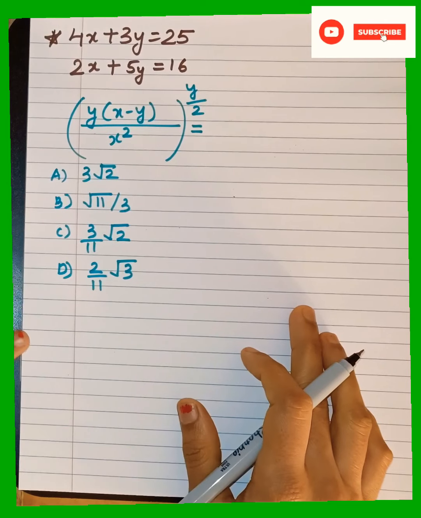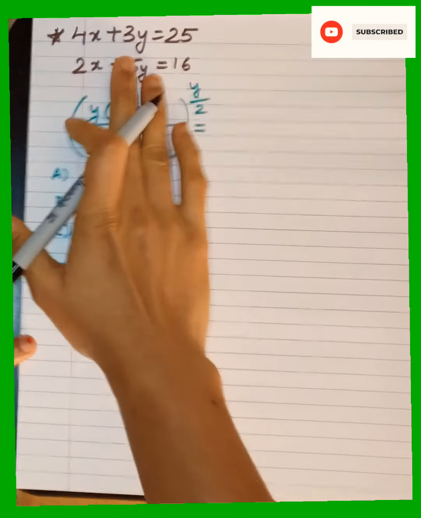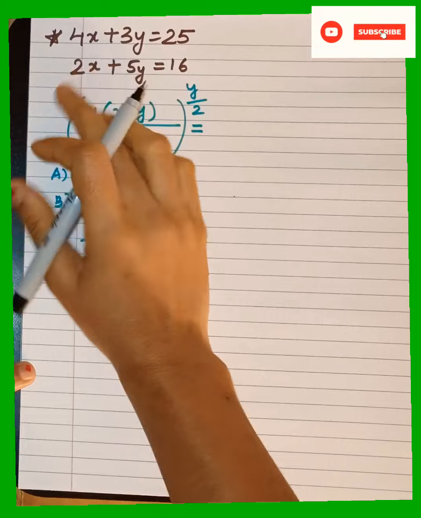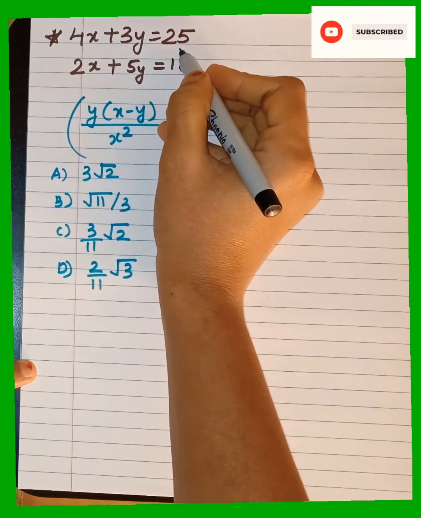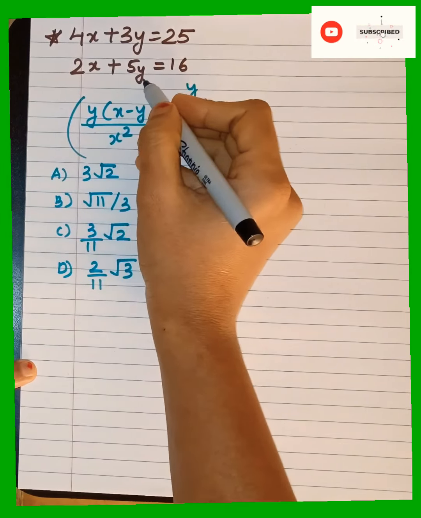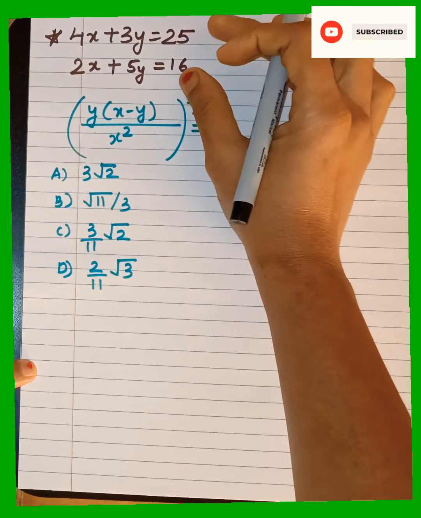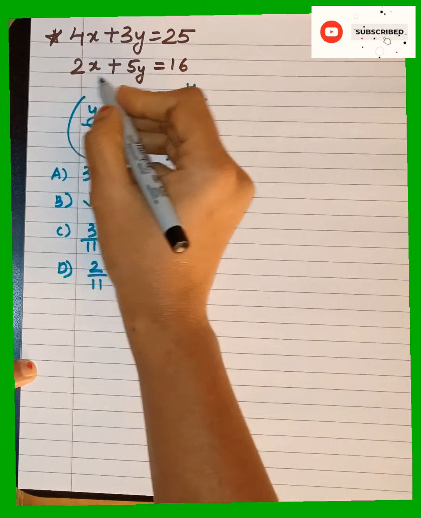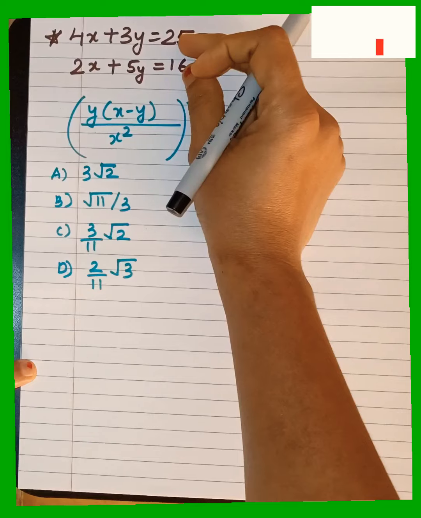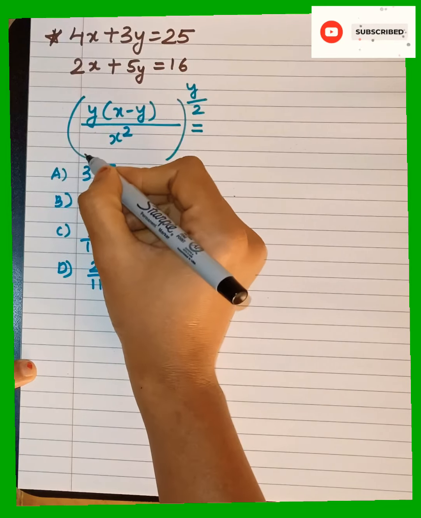Hello everyone. Now let's see how we will solve this question. The question is 4x plus 3y equal to 25 and 2x plus 5y equal to 16. These two equations are given to us, and with the help of this we have to find out this.